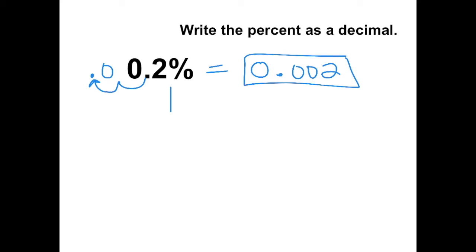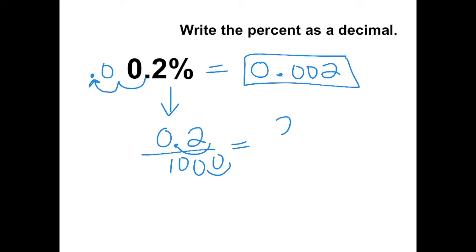This can also be done by writing 0.2% as 0.2 over 100 because every percent is over 100. If we move the decimal 1 place here, then we have to move it 1 place here. This is equal to 2 over 1,000, which can be written as 2 in the thousandths place.